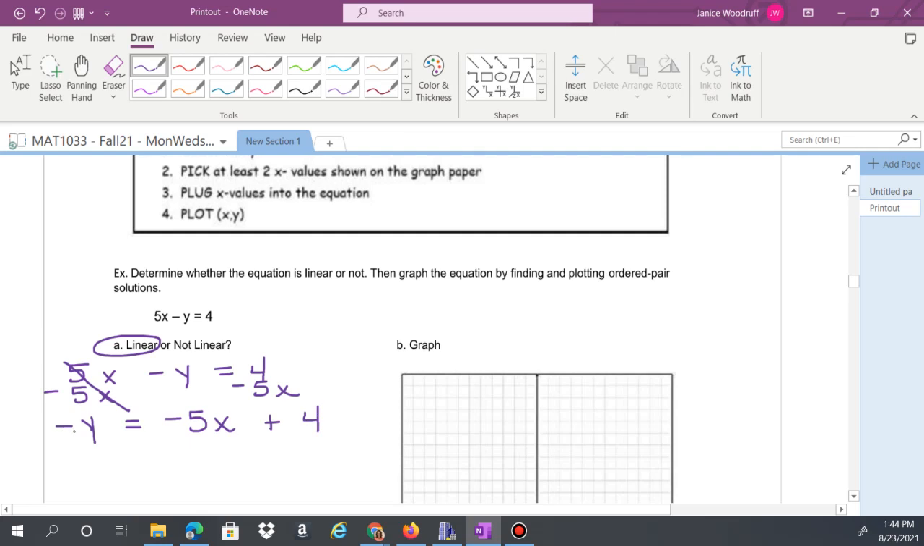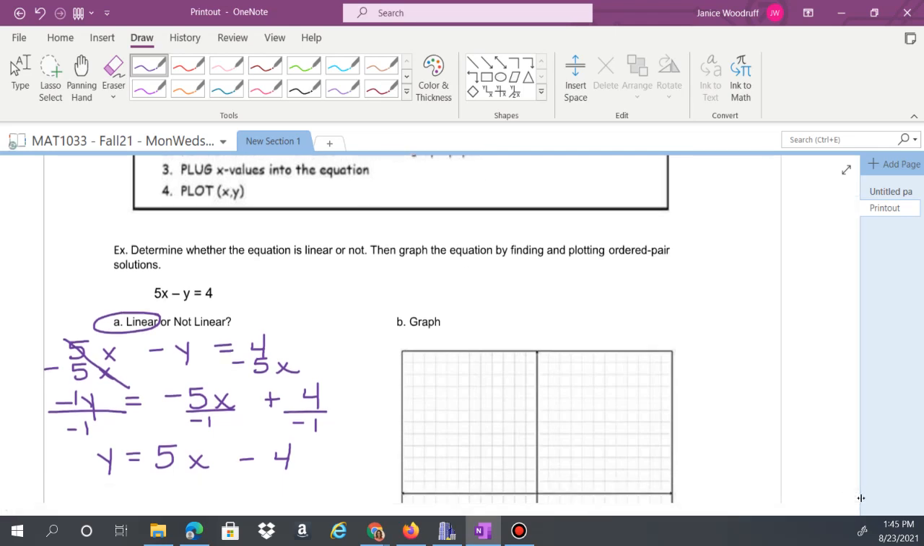Then I need to get rid of that negative in front of the y. It's a negative 1, so I'm going to divide everything by negative 1. That gives me y equals negative 5 divided by negative 1, which is a positive 5x. Positive 4 divided by negative 1 gives me a negative 4. Okay, so now I want to pick two x values.